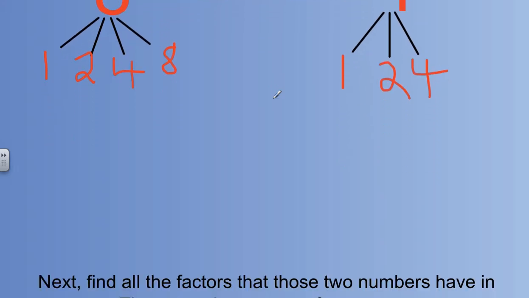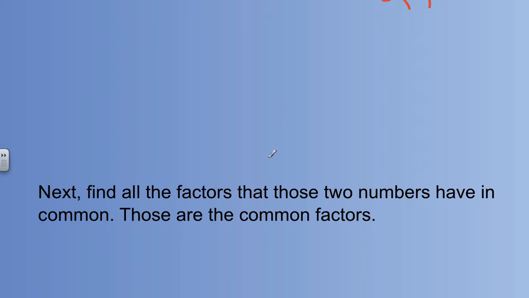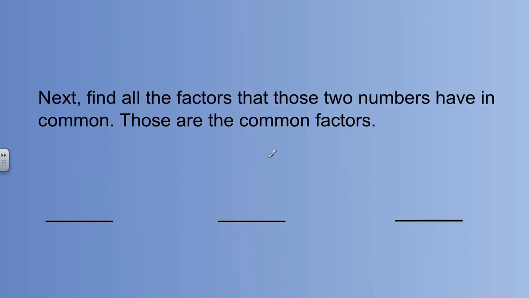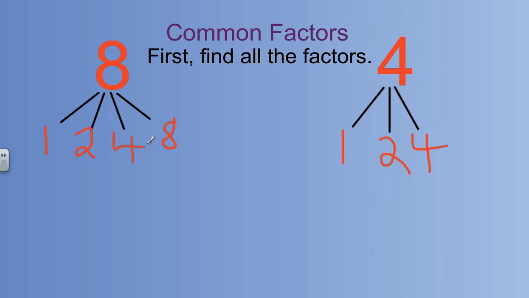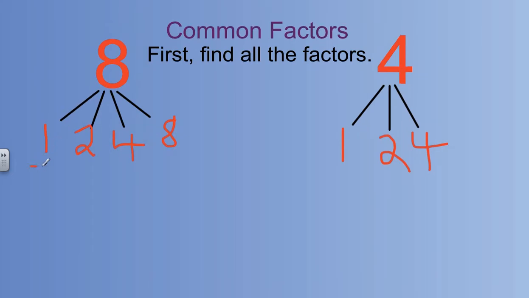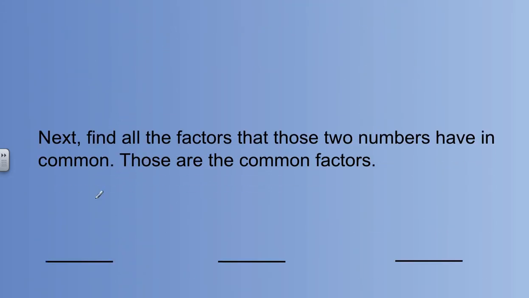So now, all we have to do is find all the factors that those two numbers have in common. As we see, 1, 2, and 4. So 1, 2, and 4 are the common factors.